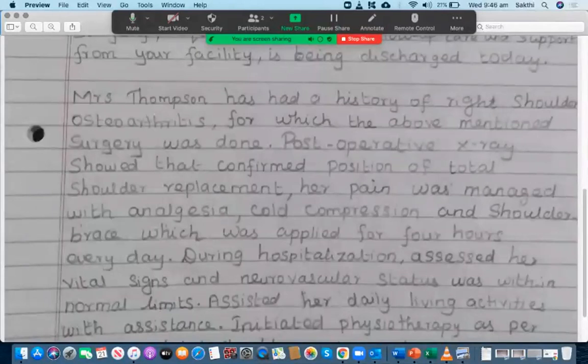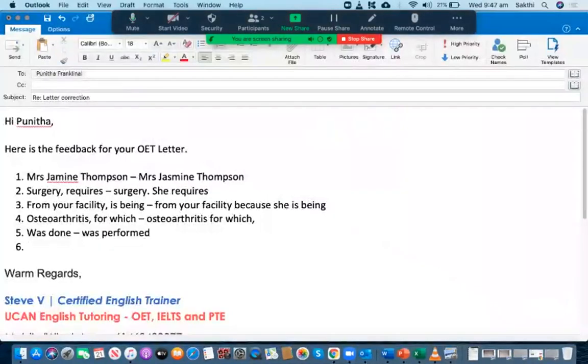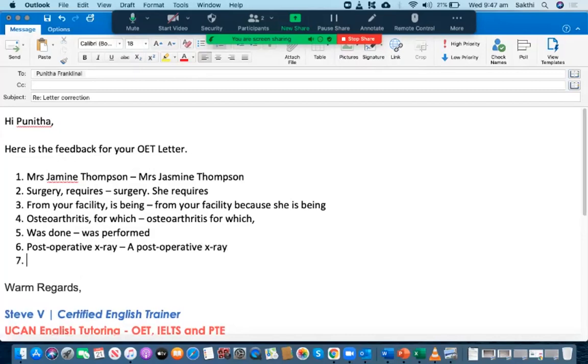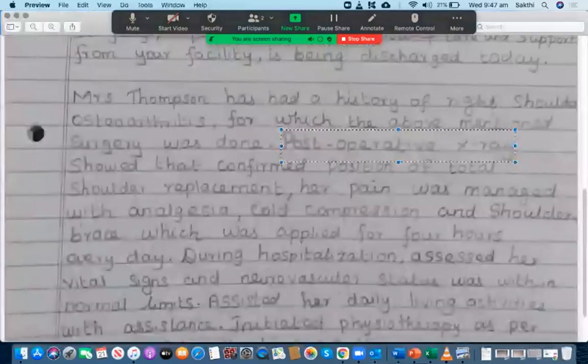Post-operative X-ray showed. So you have to write down the X-ray. X-ray needs an article. So you have to say "a post-operative". So that's how you should have started. So instead of saying "post-operative X-ray", what you should have done is you should have mentioned "a post-operative X-ray". So you should have used an article before that, okay? That's what you should have done.